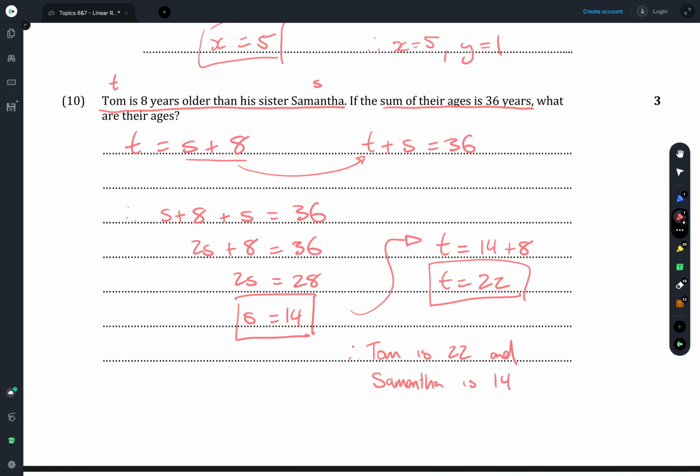We don't want to just say S equals 14 and T equals 22. We created those letters, so we actually need to answer the question. And you can double check to see if you're right. If we did do 22 plus 14, it does equal 36. So it fits.